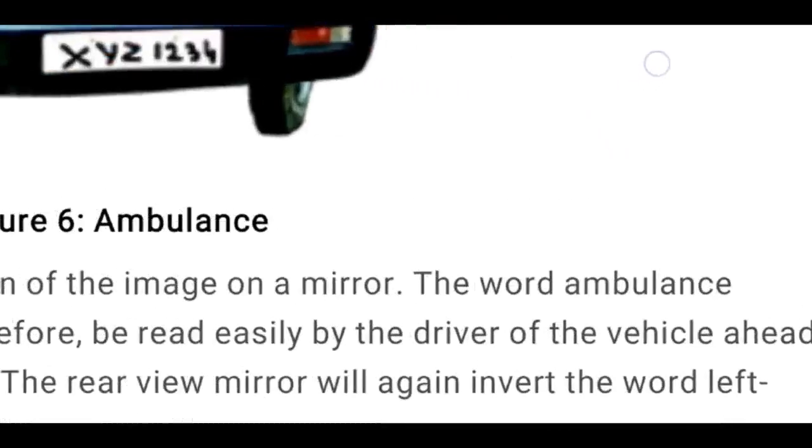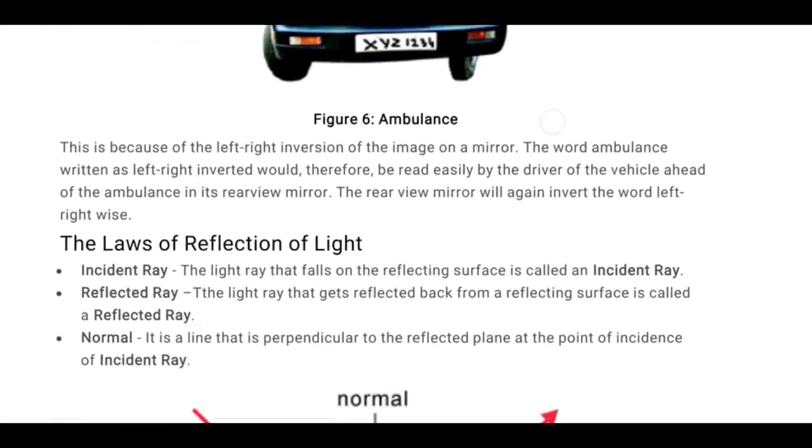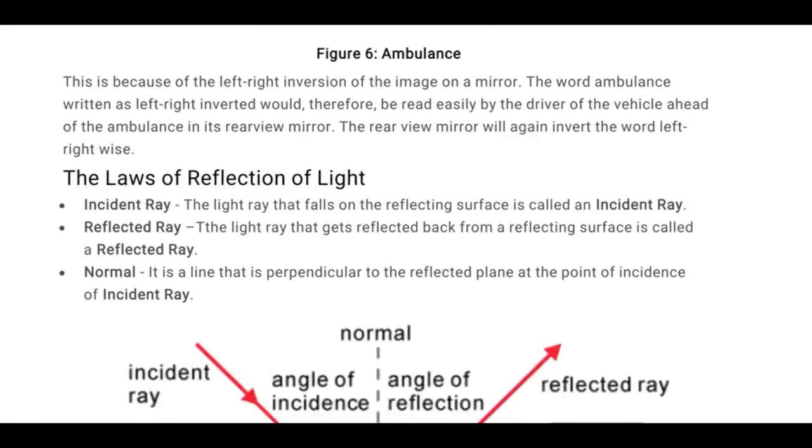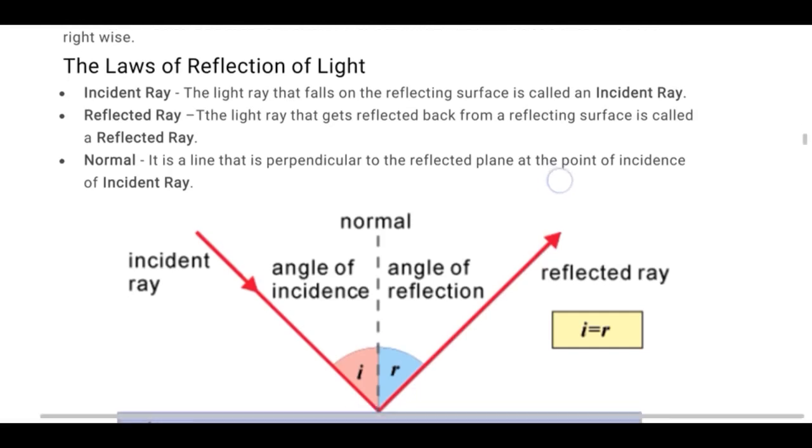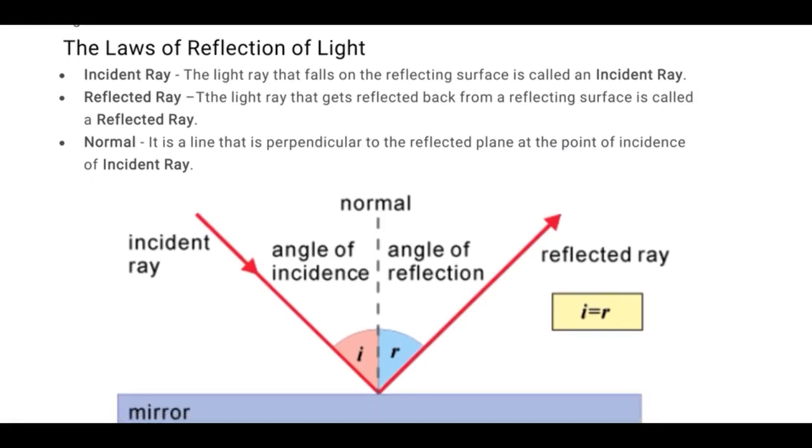Now we are going to see the law of reflection. What is the law of reflection? Before moving to the law of reflection, you want to know three different rays. Incident ray: the light ray that falls on the reflecting surface is called an incident ray. The light that comes from the source is called an incident ray. Reflected ray: the light ray that gets reflected from a reflecting surface. So light which bounces back from an opaque object like a mirror is called a reflected ray.